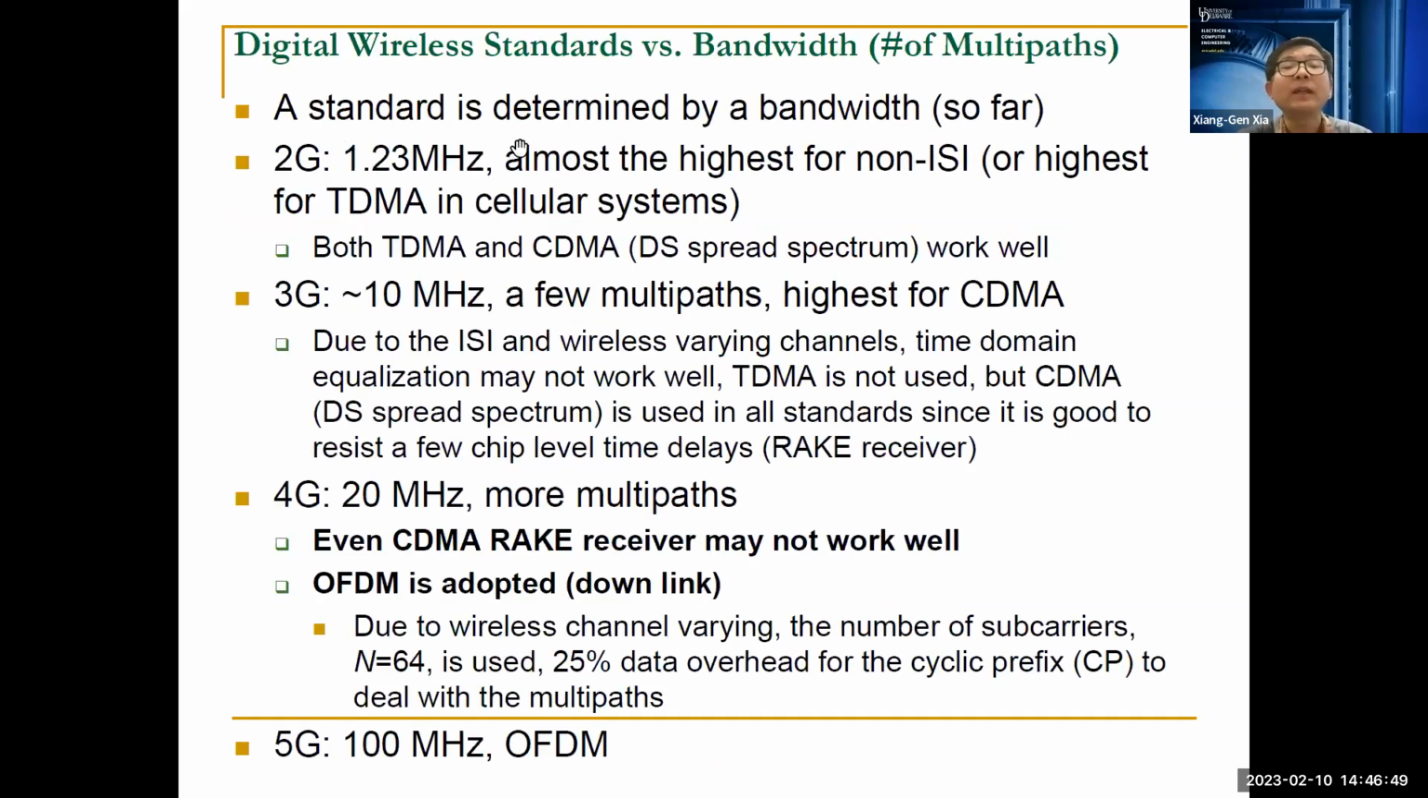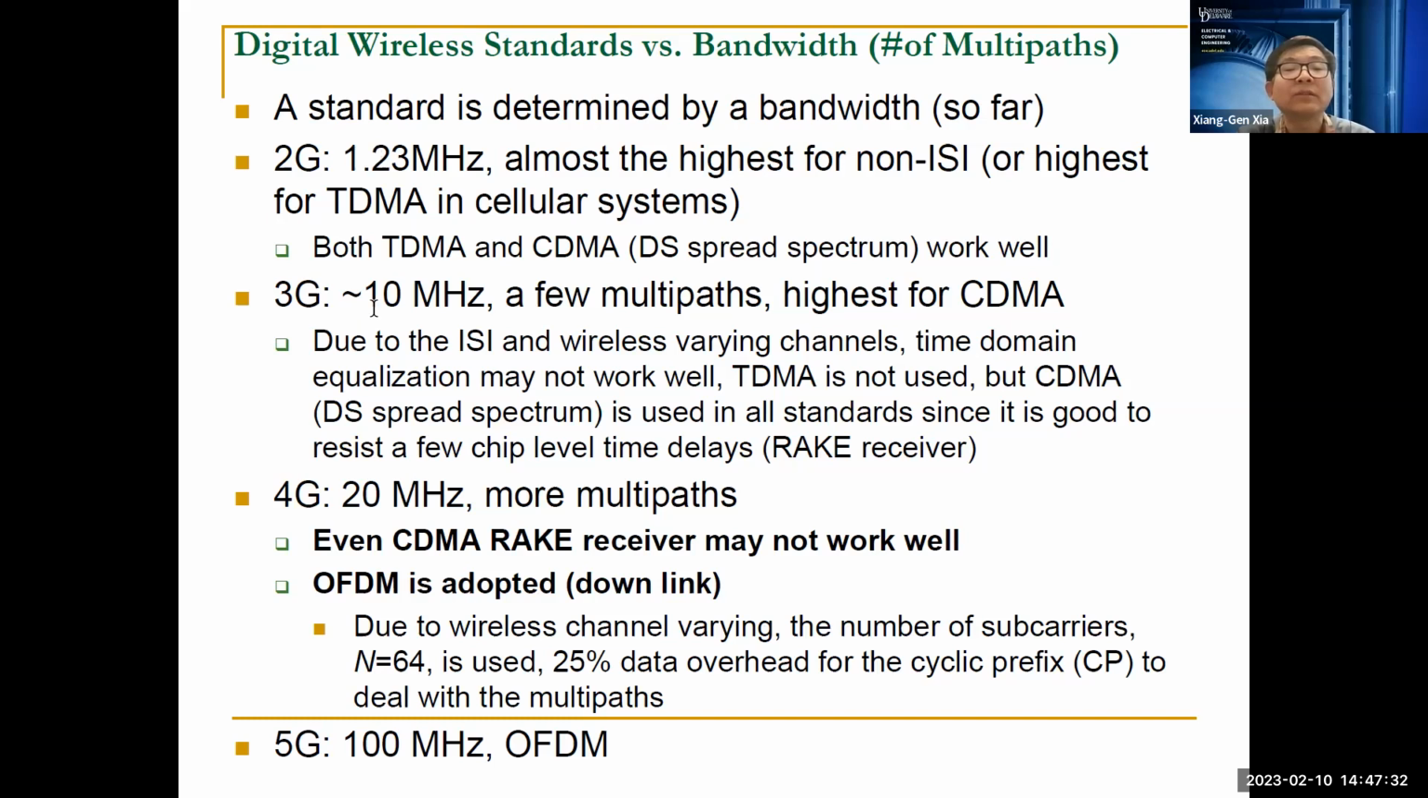Okay, so in my opinion, a standard is determined by bandwidth. Of course, it also depends on the way. And yes, people talk about a lot of millimeter wave, et cetera, right? So, in 2G, the bandwidth, as I said earlier, is 1.23 megahertz. I think this is almost the highest possible bandwidth for a non-high intersymbol interference channel. In this case, it's called a narrow band. In the narrow band systems, both TDMA and CDMA work well, all right? So you don't have to choose CDMA, you don't have to choose TDMA. As I said, this is GSM, this is North America IS-95.